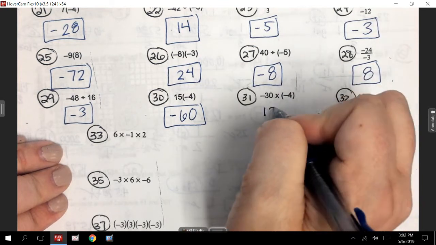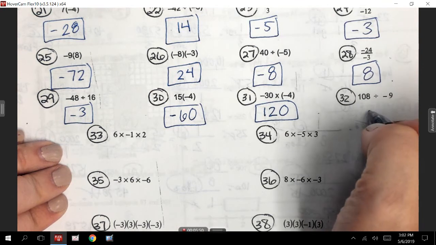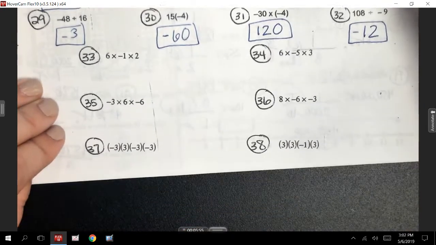30 times 4 is 120. It's positive because they both have the same sign. 108 divided by 9 is 12. It's negative because they have different signs.